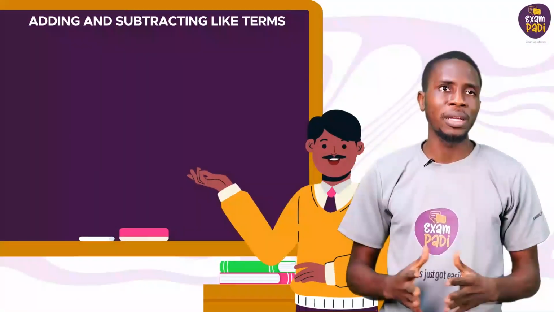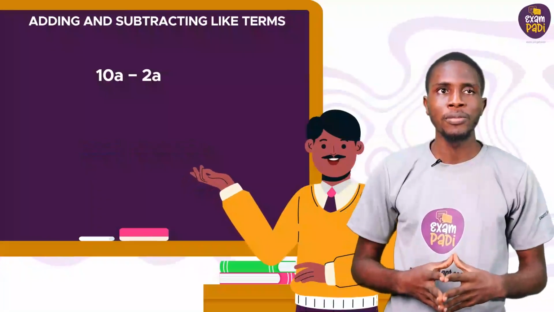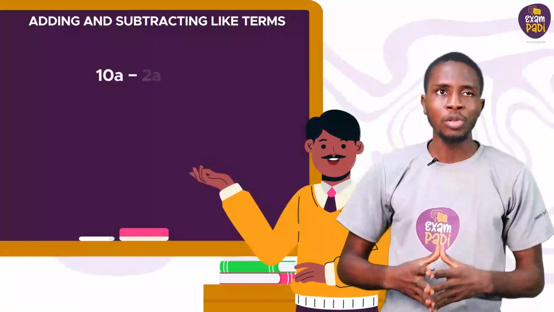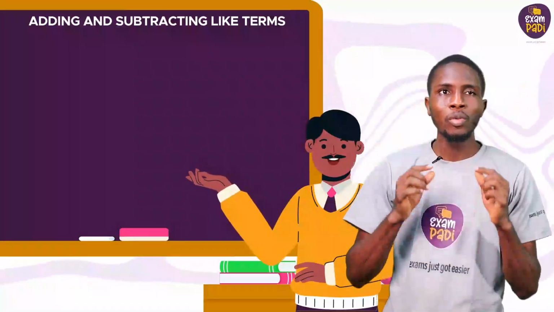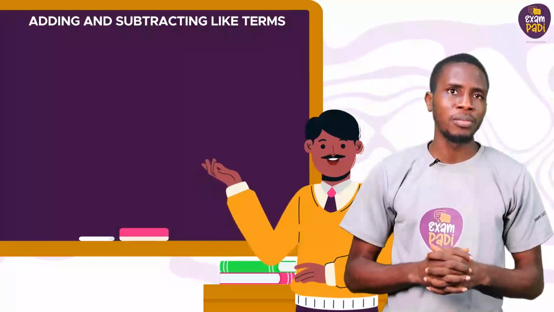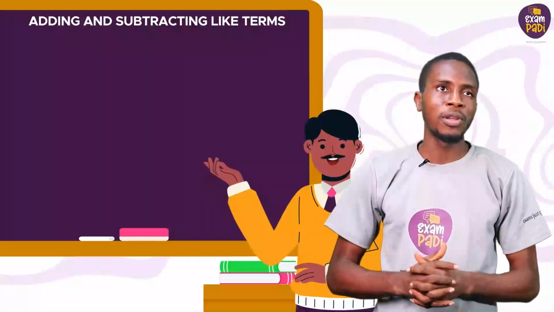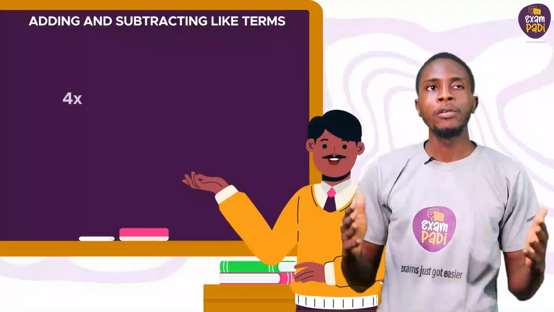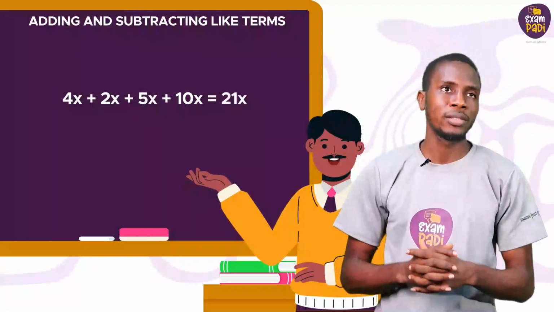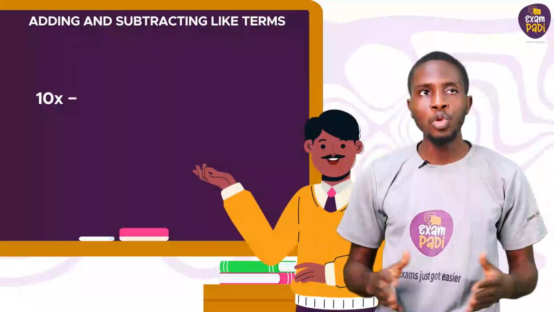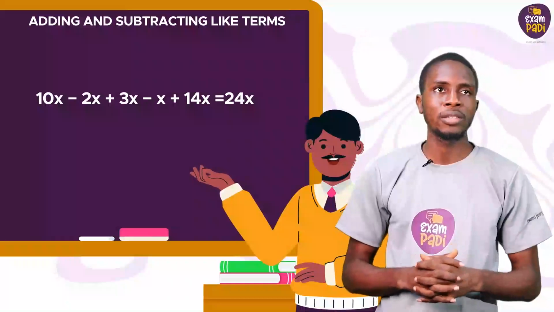We can also subtract like terms. We can simplify the expression 10a minus 2a using subtraction. The correct answer is 10a minus 2a equals 8a. When we collect or combine the like terms, we give an expression in its simplest form, known as simplifying an expression. We can add or subtract any number of like terms. For example, 4x plus 2x plus 5x plus 10x equals 21x. 10x minus 2x plus 3x minus x plus 14x equals 24x.